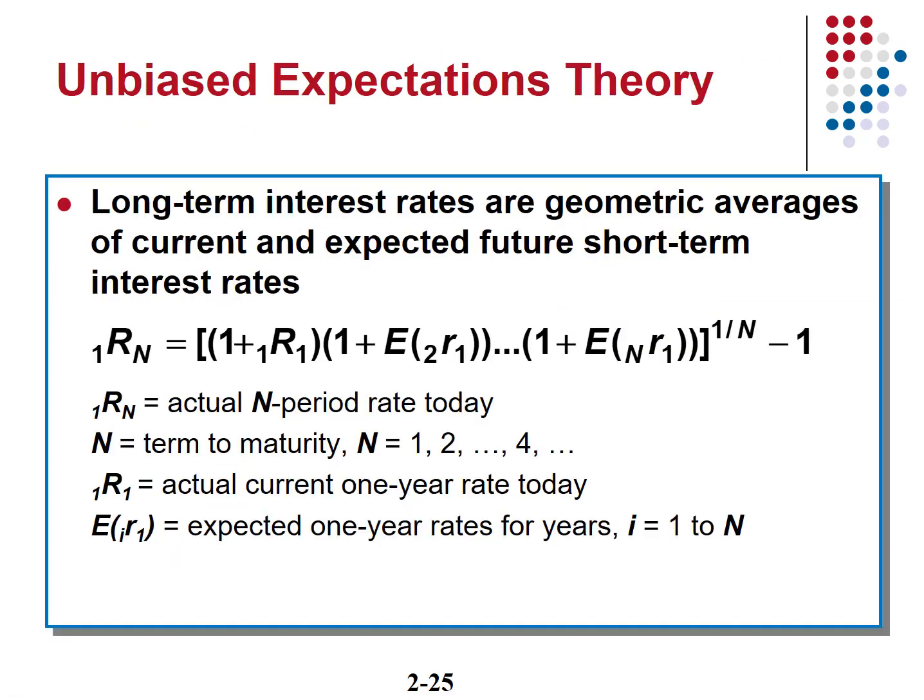Looking at theories related to the yield curve, the unbiased expectations theory states that long-term rates are geometric averages of current and future short-term rates.